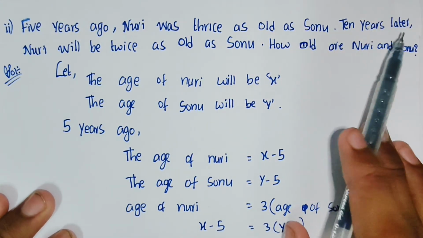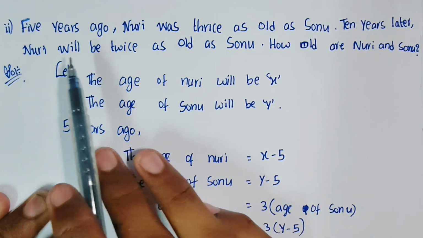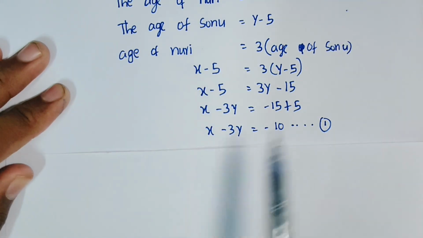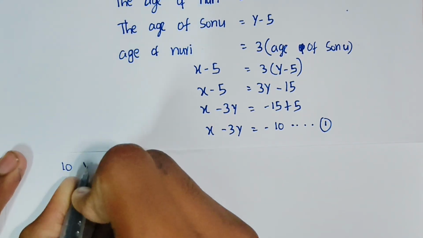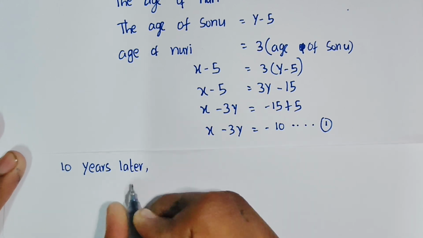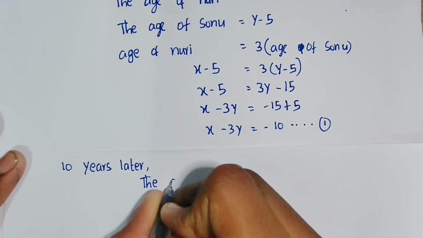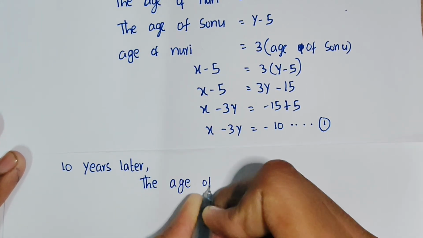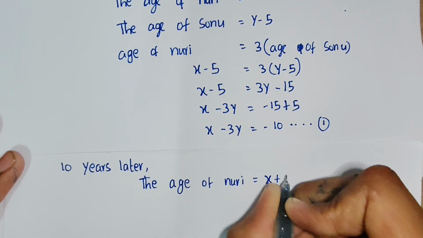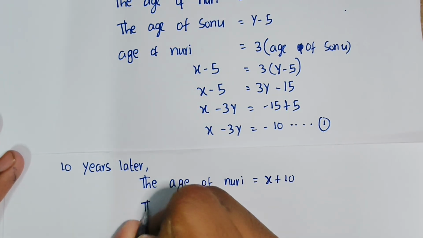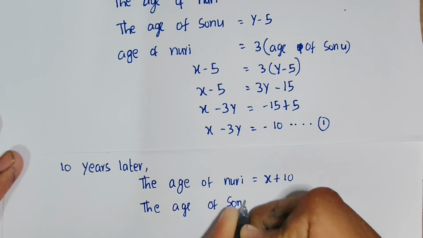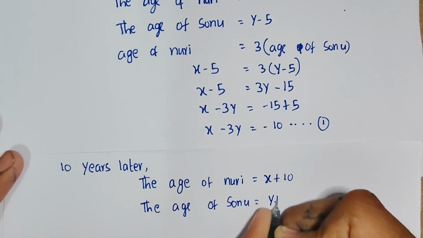After what he said, 10 years later, Nuri will be twice as old as Sonu. So I am writing here 10 years later. The age of Nuri becomes x plus 10. After, the age of Sonu becomes y plus 10.